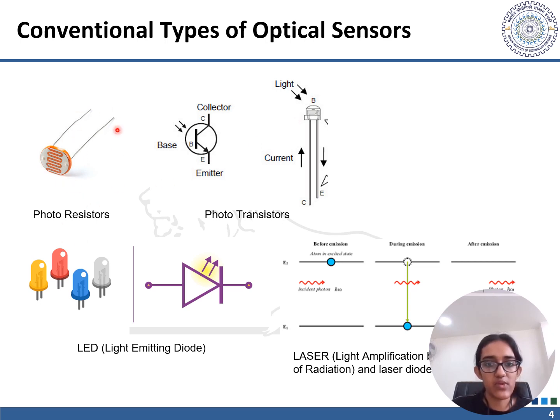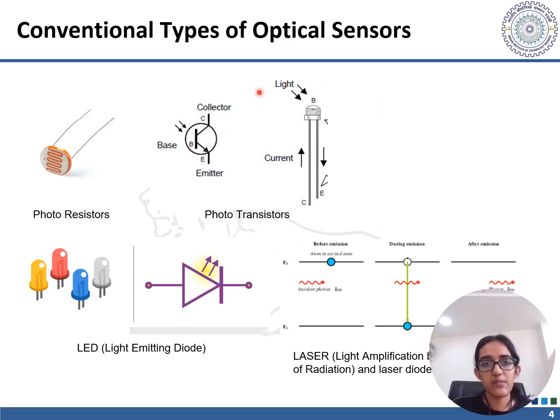So yeah, this is a photoresistor. And next is the phototransistor. So a phototransistor is like a typical transistor with your collector, base, and emitter. But here, instead of a current, we are basically providing light energy to the base, and that generates electron hole pairs, which in turn gives an amplified current as the output. So this is your phototransistor.